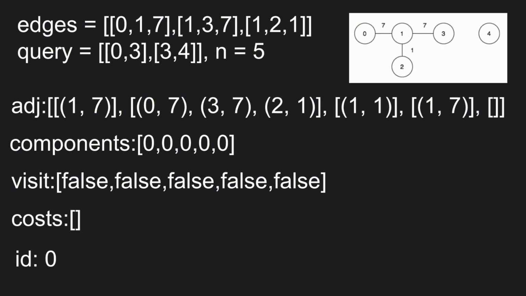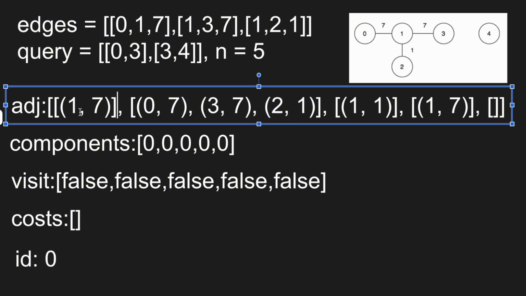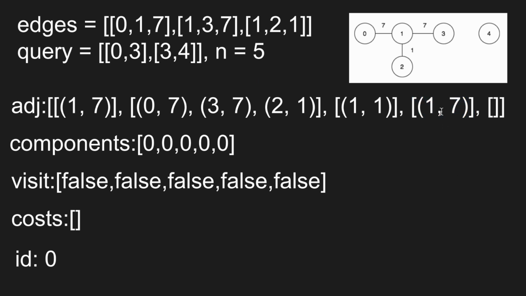So what we will do is we will create an adjacency list, and the position of the array in the array will represent the vertice. So this will represent vertice 0, these will represent vertice 1, this will represent vertice 2, and this will represent 3. And as we can see, vertice 3 can get to vertice 1 with a weight of 7, vertice 2 can get to vertice 1 with a weight of 1, and vertice 1 can get to 0 or 3 with a weight of 7, and 2 with a weight of 1, and vertice 0 can get to vertice 1 with a weight of 7. And vertice 4 cannot access anywhere.